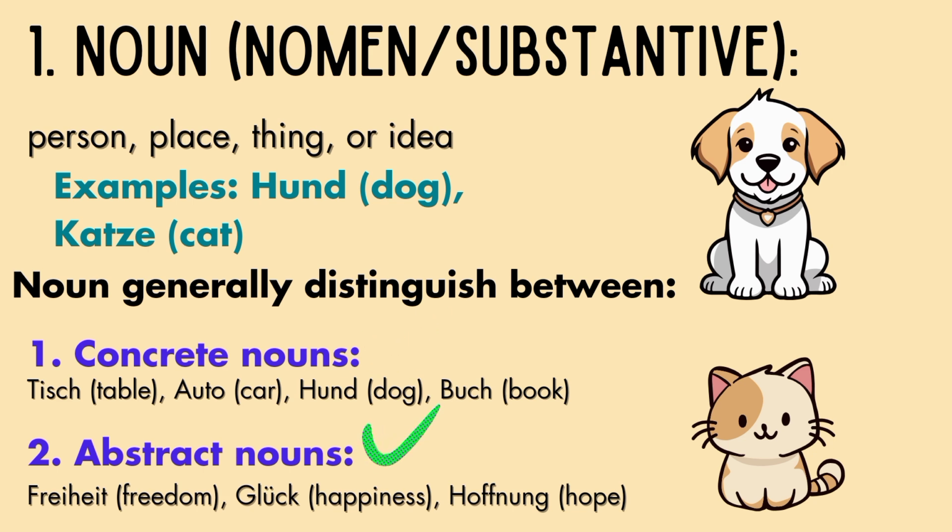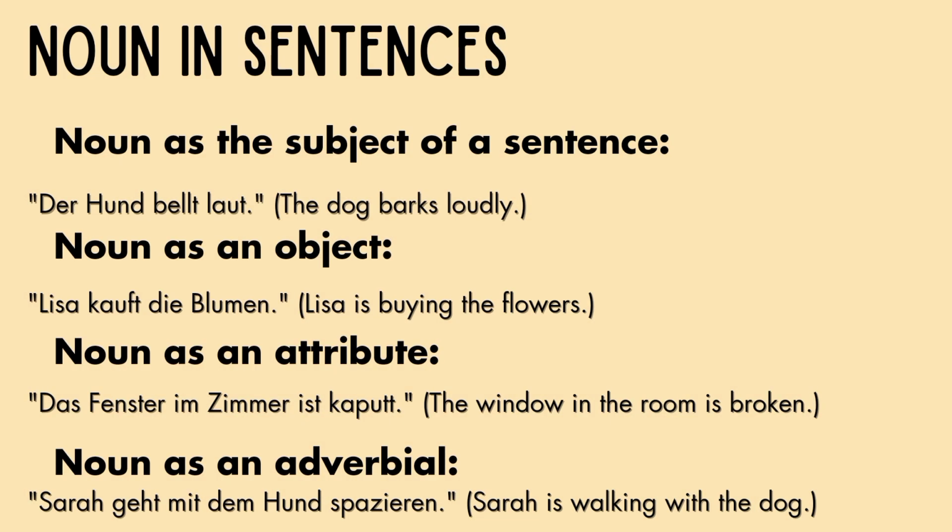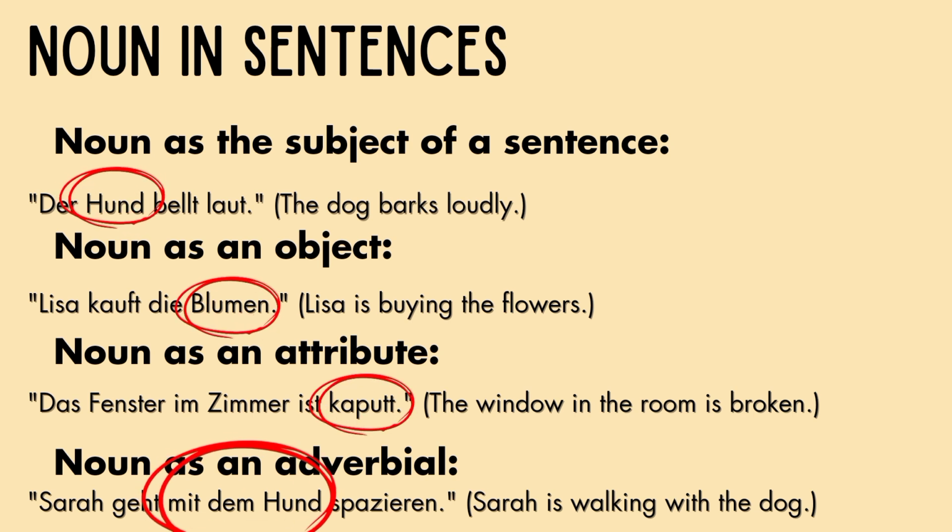And second is abstract noun. So we know that an abstract noun is an idea, quality, or state that is not concrete, that we cannot physically touch, like Freiheit, which means freedom, Glück, which means happiness, Hoffnung, which means hope. Further, we can see how nouns are used in different ways in sentences. They can be used as subject, object, attribute, or adverbial.